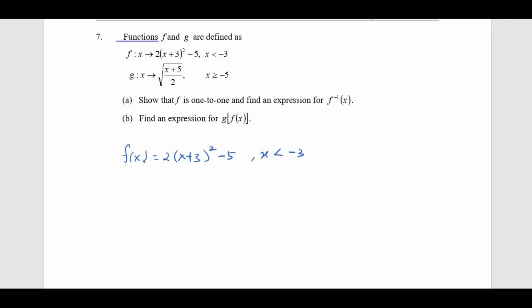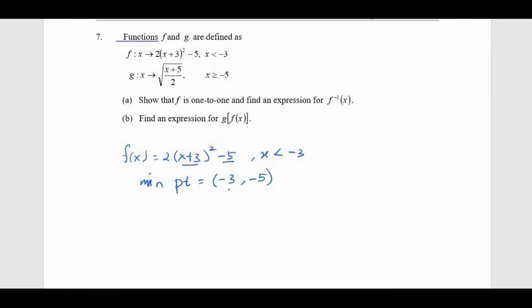Since this is in this form, you know that because the coefficient of x is positive, the graph should open upwards. Therefore you can find the minimum point from here. When x plus 3 equals 0, then I have x equal to negative 3, so the point is negative 3, negative 5. So this is the minimum point.